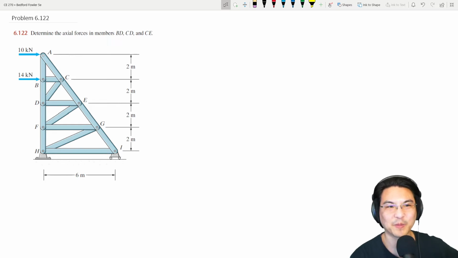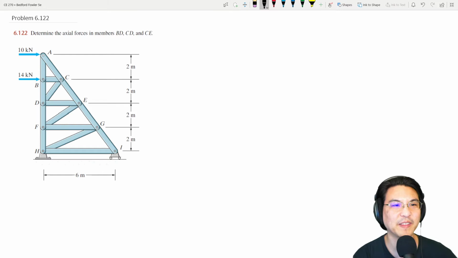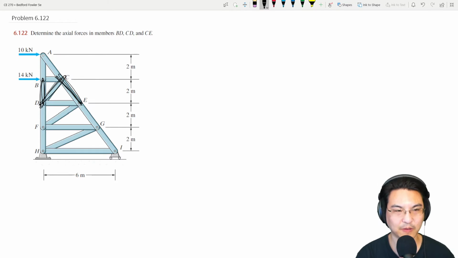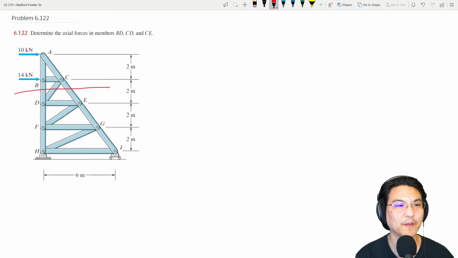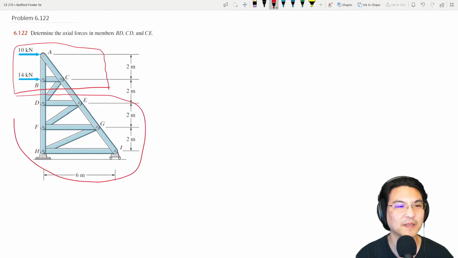Everybody, let's try this problem. So we're trying to find the axial forces here, here, and here. So this is suited to the method of sections. So I'm just going to cut a section right through there. Okay, and now we have two options. We can pick the top section or this bottom section.